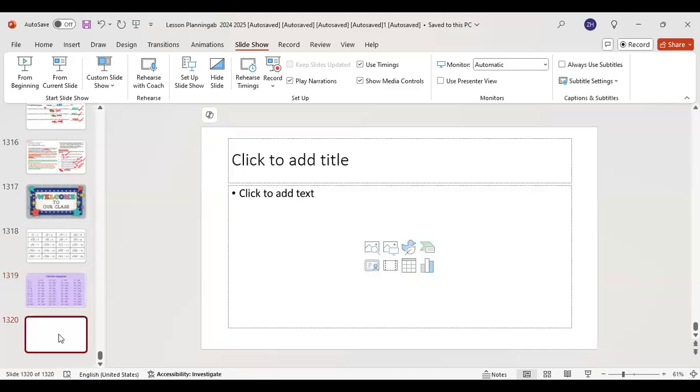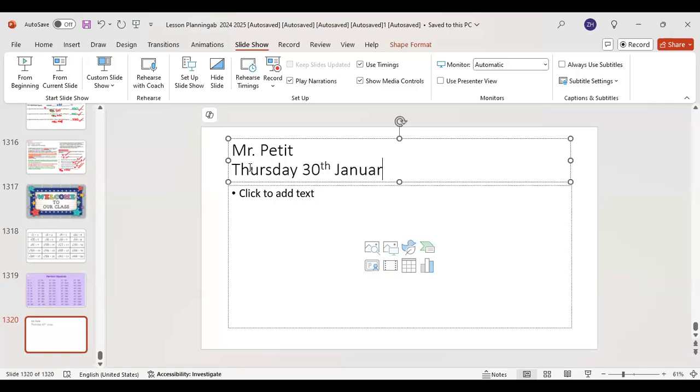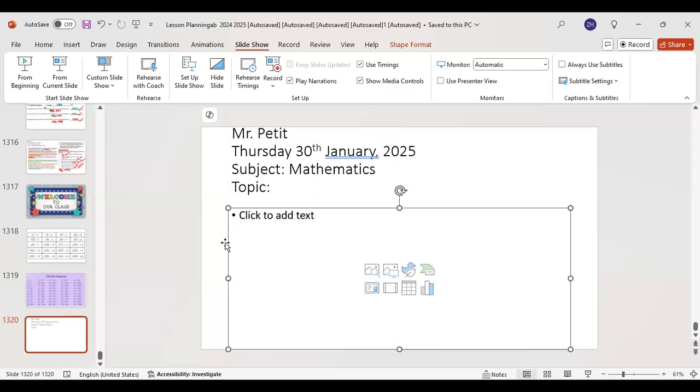So let's head up. I need everyone to write this down. My name is Mr. Petit. Today is Thursday, the 30th of January, 2025. The subject is, of course, mathematics. And we're going to revisit Pythagoras theorem.